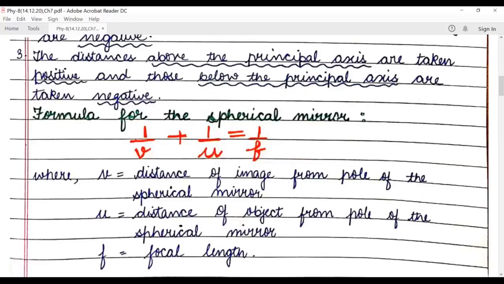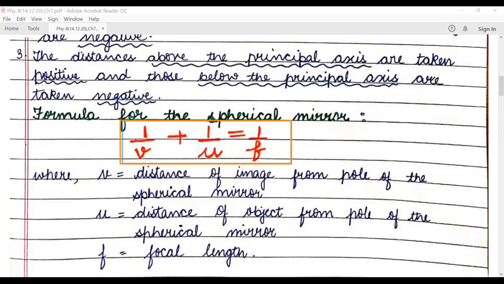Similarly, students, now we'll be learning about the formula for the spherical mirror, which we'll be using in the numericals also. The formula here is 1/v + 1/u = 1/f. So 1/f is equal to the reciprocal of v plus the reciprocal of u.